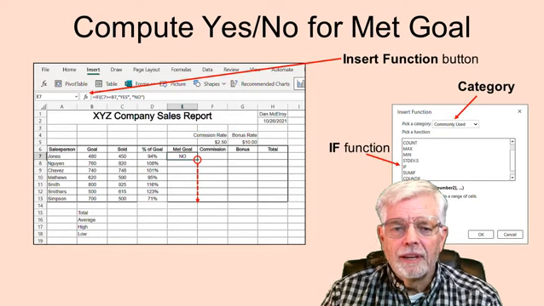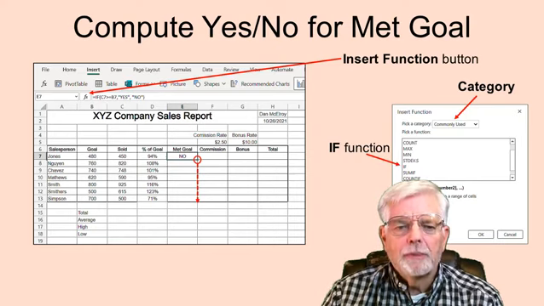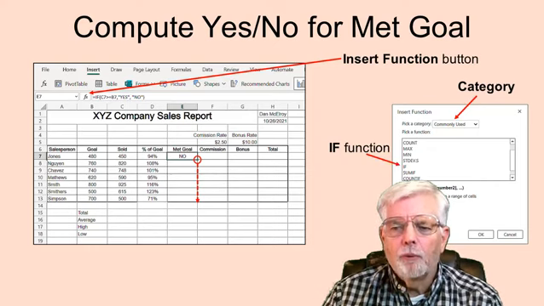Make sure that you have the E7 cell for the first employee's met goal selected. Move to the lower right corner to see the small plus sign. Grab the small plus sign with the mouse and drag it down to copy the met goal formula for the rest of the employees.